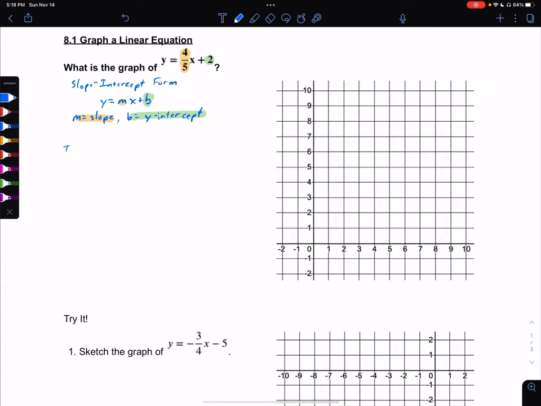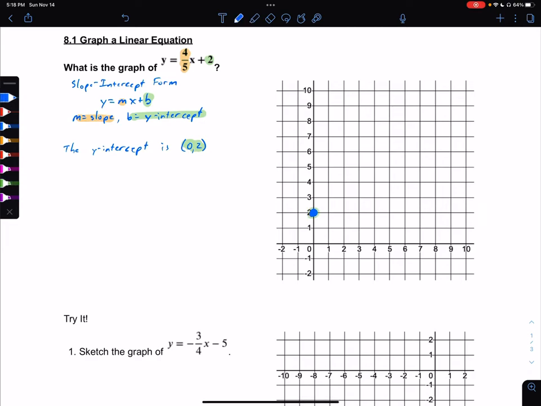The y-intercept is what you always want to start with. The y-intercept is the point (0, 2). So we're going to graph that. If I go to my y-axis, I'd have that point of (0, 2).